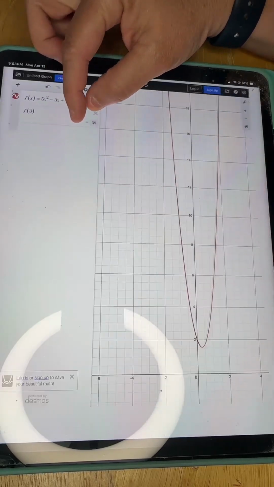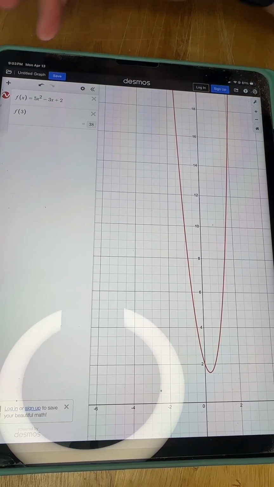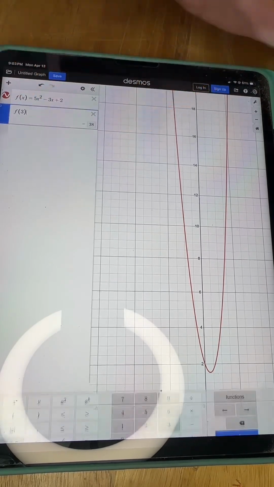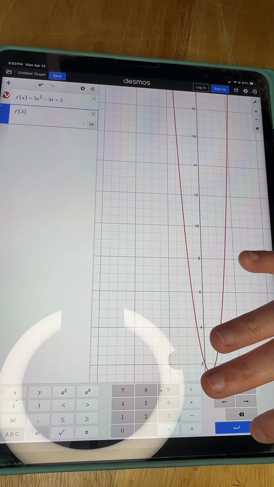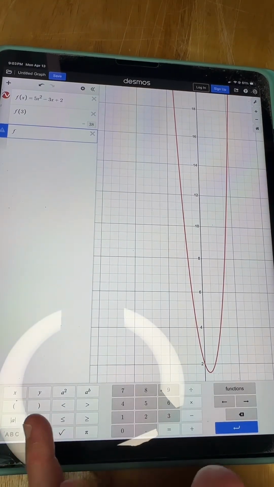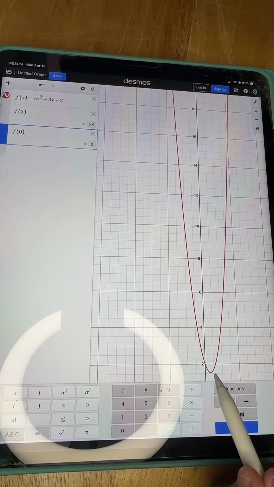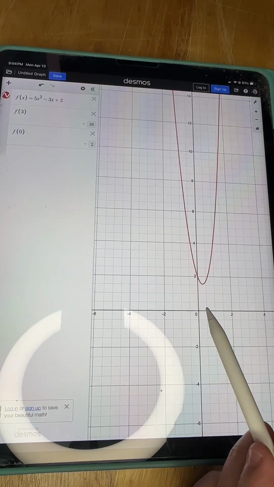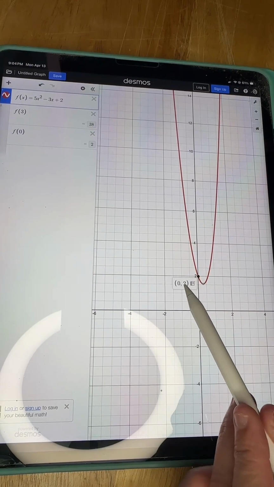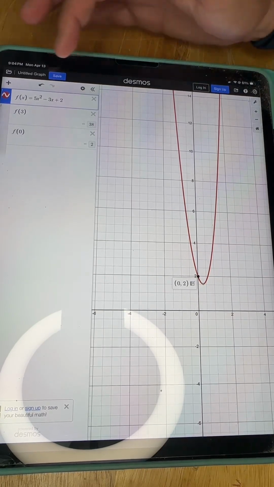Okay? So the cool thing about Desmos is once you get the function in, you can do this. You could just put in what it needs. If I wanted to do f of 0, I could do f and then parentheses, 0, parentheses, and it was going to tell me that when my x value is 0, my y value is 2, okay? And if you look at that, it says x value is 0, y value is 2, okay?